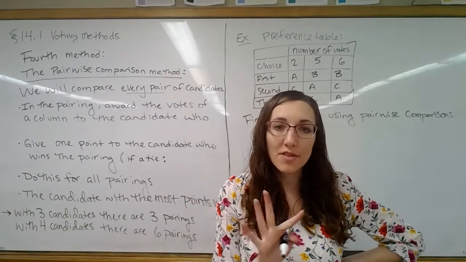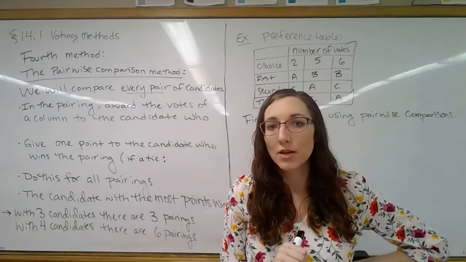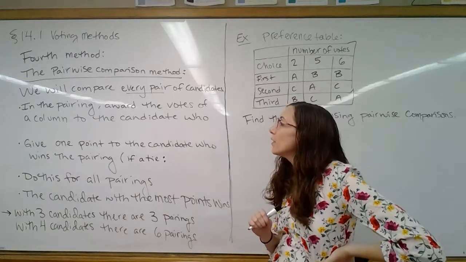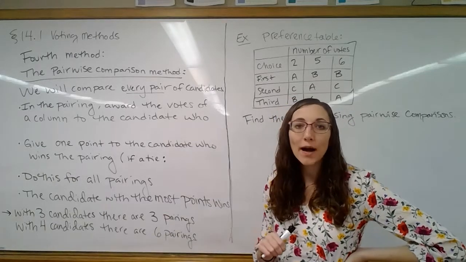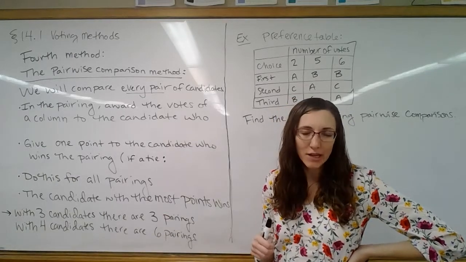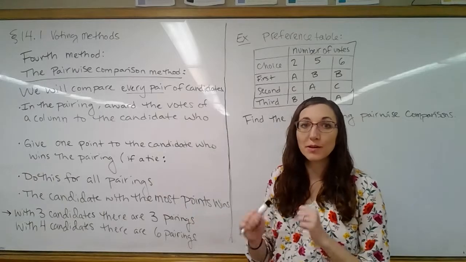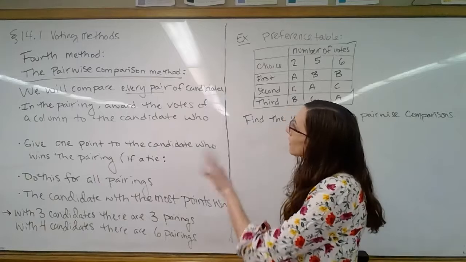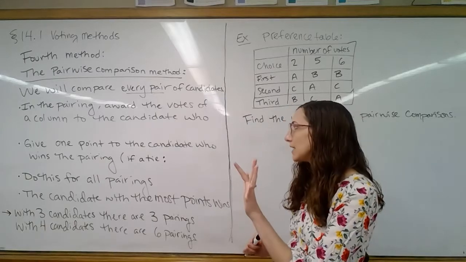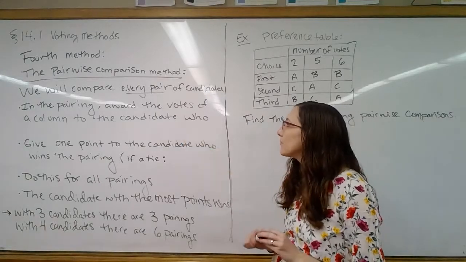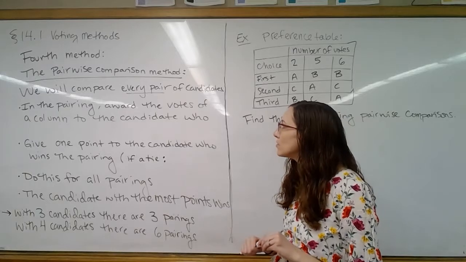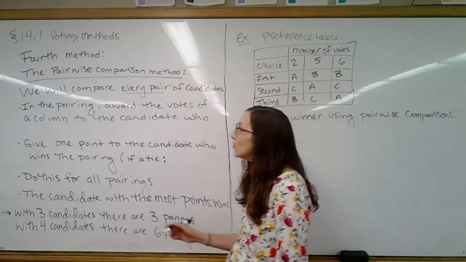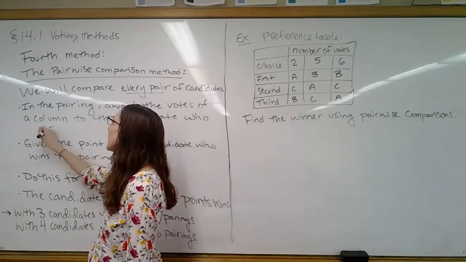This is our fourth and the last method that we are going to learn for voting methods. It's called the pairwise comparison method. So as you can tell, we're probably going to do some sort of pairwise comparisons. What we're going to do is compare every pair of candidates. And in the pairing, we're going to award the votes of a column to the candidate who is preferred in that column.